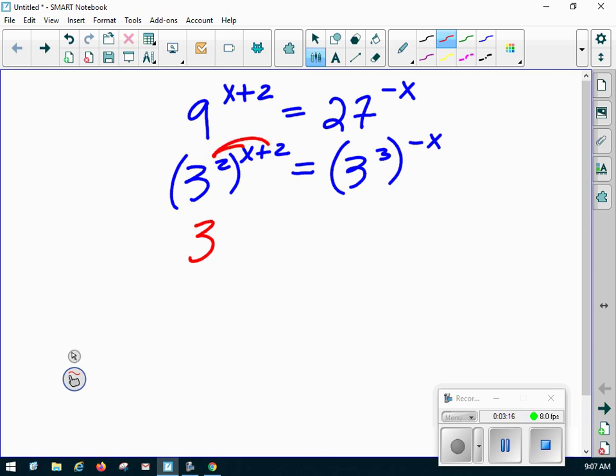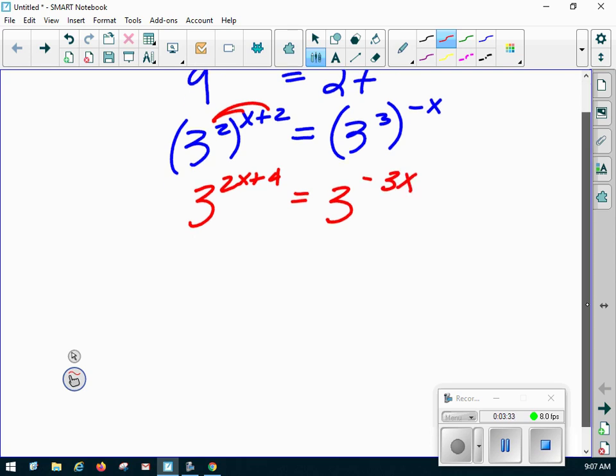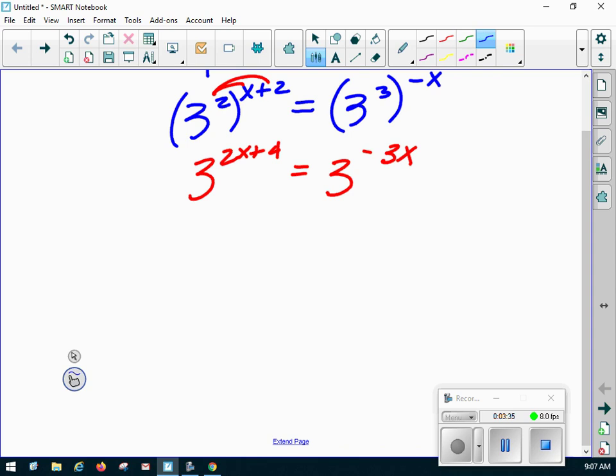Okay. 3 to the what? Come on. 3 to the 2x plus 4 equals 3 to the negative 3x. So what do I know? Bases are the same, so exponents have to be the same as well.